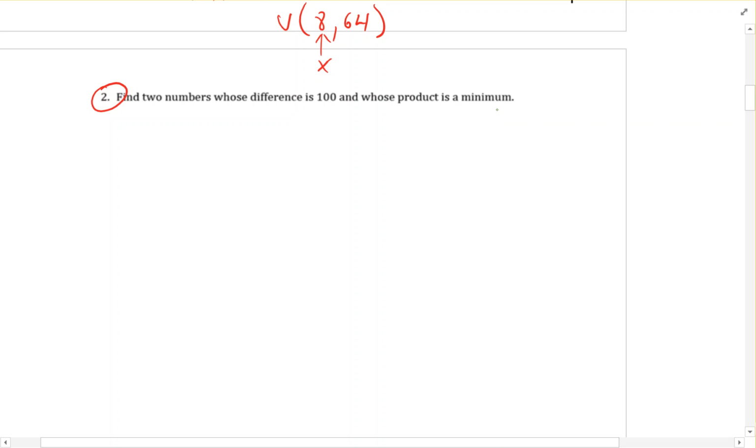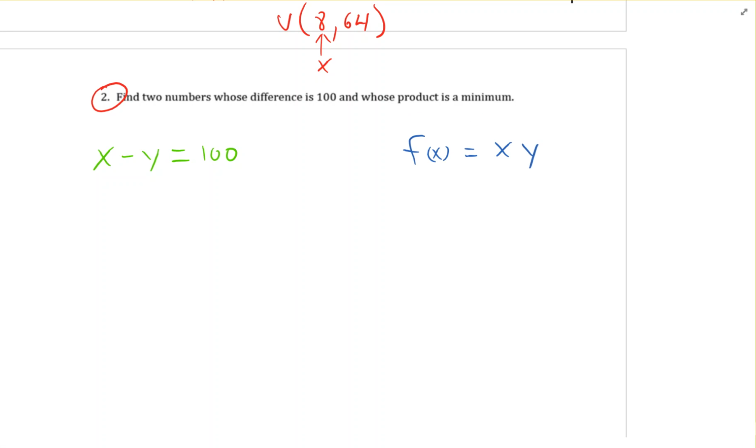So first off, I'm going to write down x, there, difference, x minus y is 100. Okay, and then whose product is a minimum. Well, that's going to be the function part of it. I'll make that a different color too. F of x is going to be x times y.